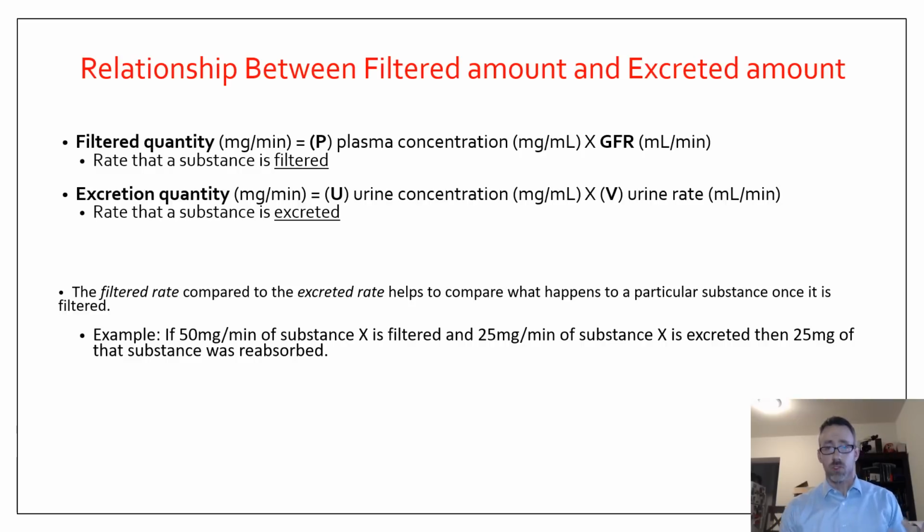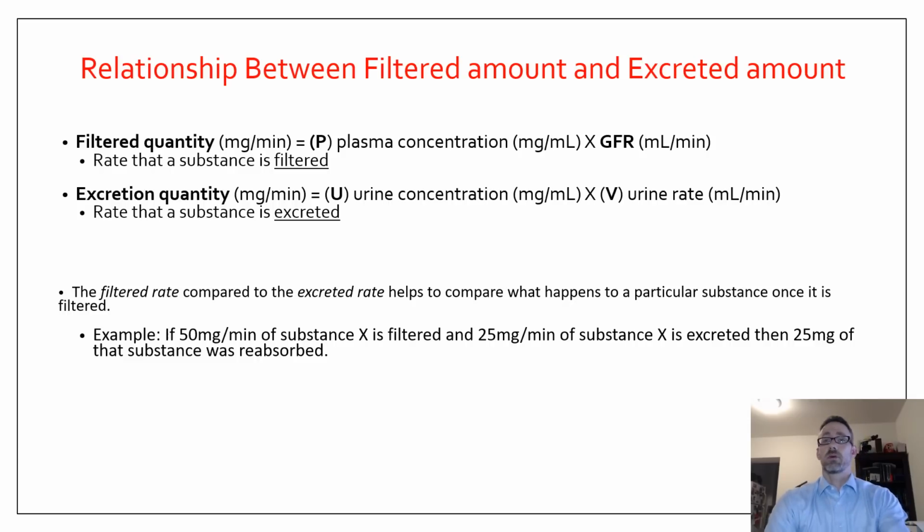Okay, so first I want to talk about the relationship between filtration and excretion. As a reminder, filtration occurs at the beginning of the nephron, when fluid is first entering the nephron through the glomerulus. That's the initial part of the nephron, and that's the only place filtration takes place. Then it goes through the nephron and ultimately ends up in the urine, and we call that excretion. If it ends up in the urine, it's called excreted.